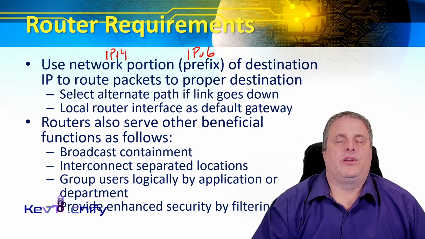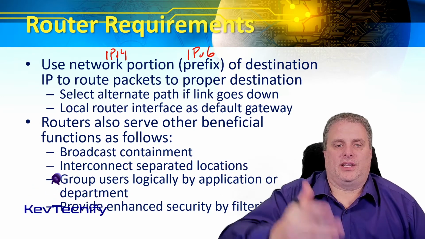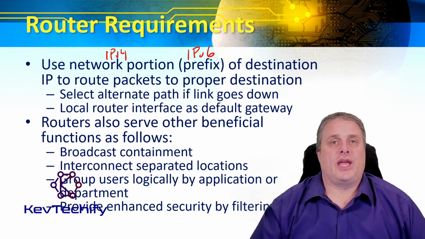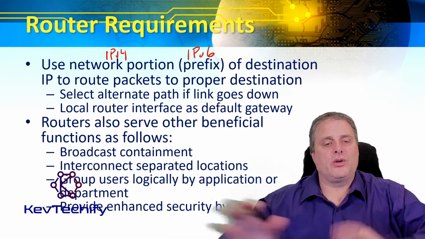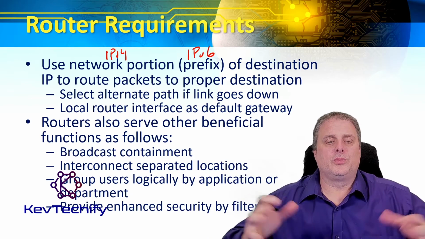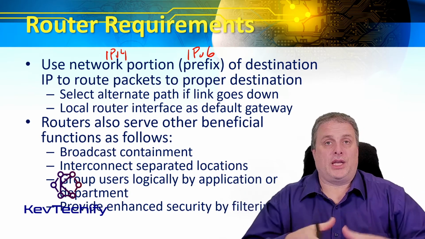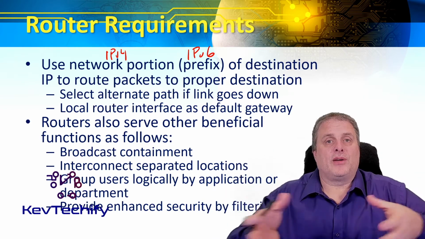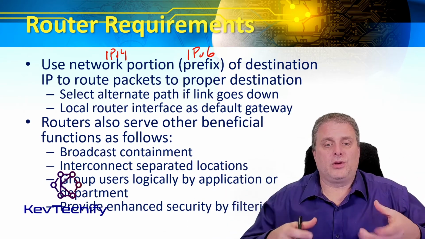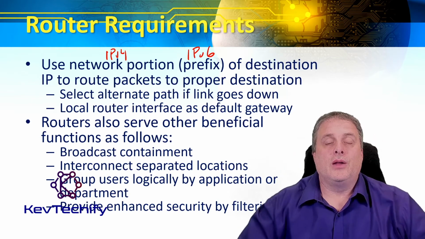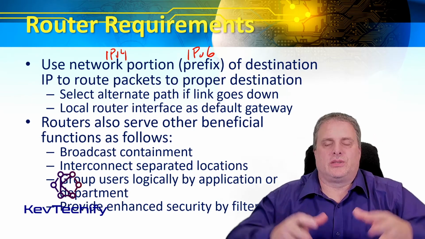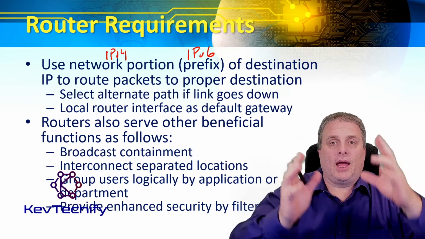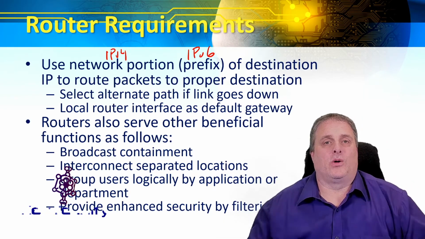Routers can also do other things. They can stop those broadcasts. They can limit those broadcast domains. They interconnect separate locations, so if you have two locations, you use routers to connect between them. You can group users logically by application or department. You can create different subnets and have them all together, and routers can use access controls to provide security by filtering addresses and packets out.